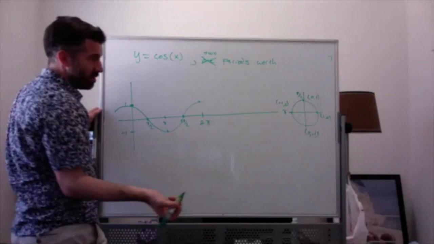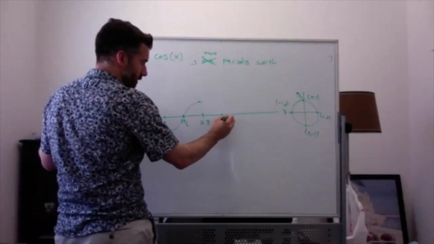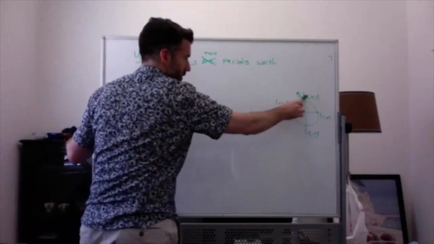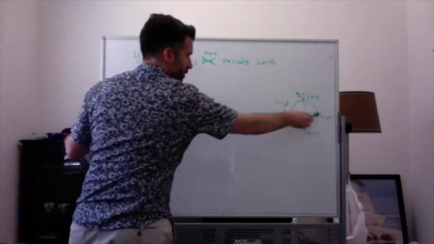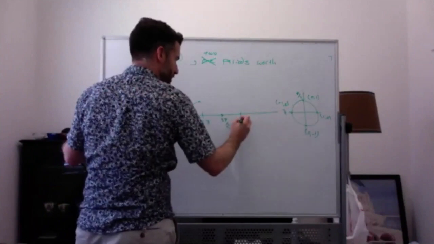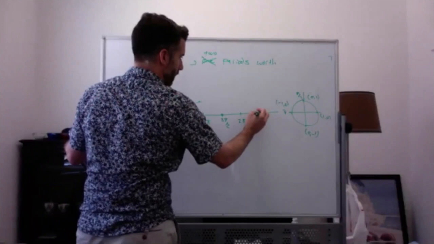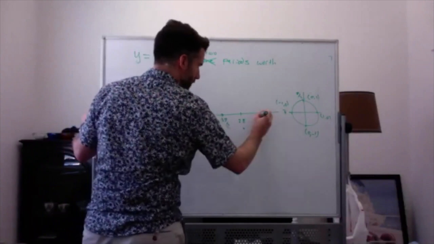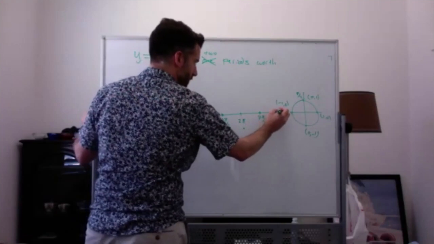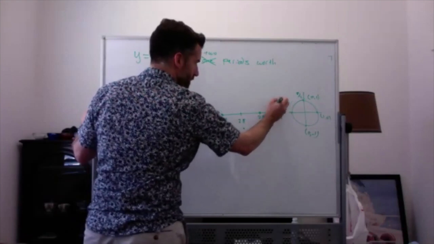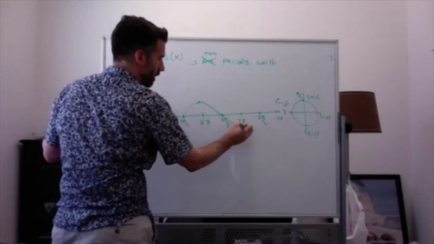And then you could do another period if you want, right? If you keep going, cosine of 5 pi over 2, we just keep going around the circle, is 0 again. Cosine of 3 pi is -1 again. Cosine of 7 pi over 2 is 0 again. And then cosine of 4 pi is 1 again. So it just does the same thing.